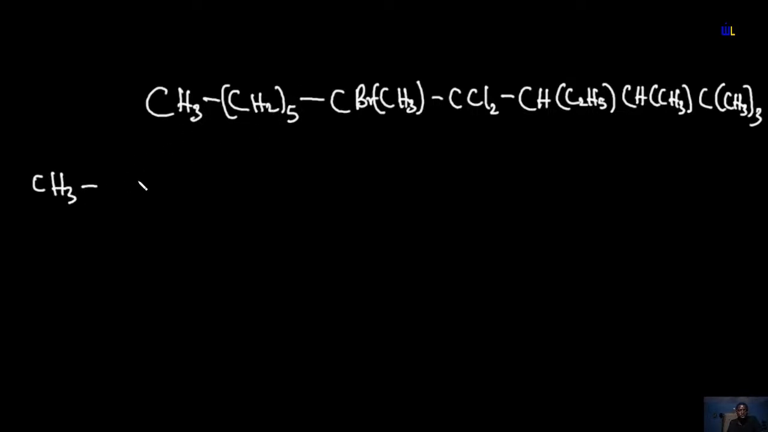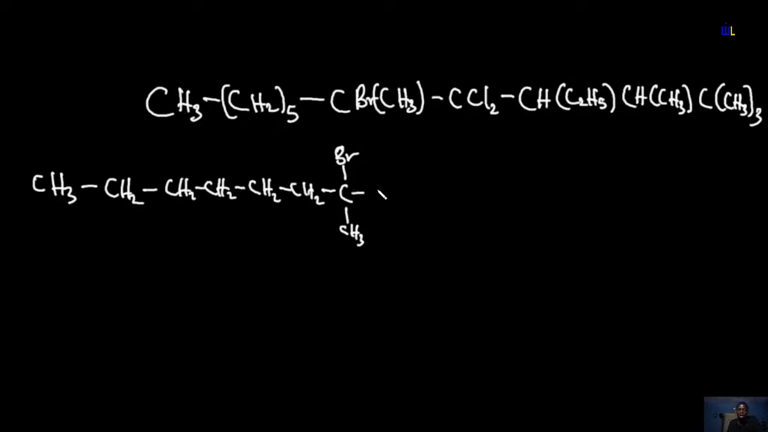CH2. I told you once you see CH2, it's part of the chain. So there are 5 CH2s. So CH2, CH2, CH2, CH2, and CH2. Then we come to this. We have another carbon atom. In front of this carbon atom is bromine and methyl. So I need to fill them around first. Bromine and methyl. I can place my bromine here and the methyl here. It doesn't necessarily affect this.